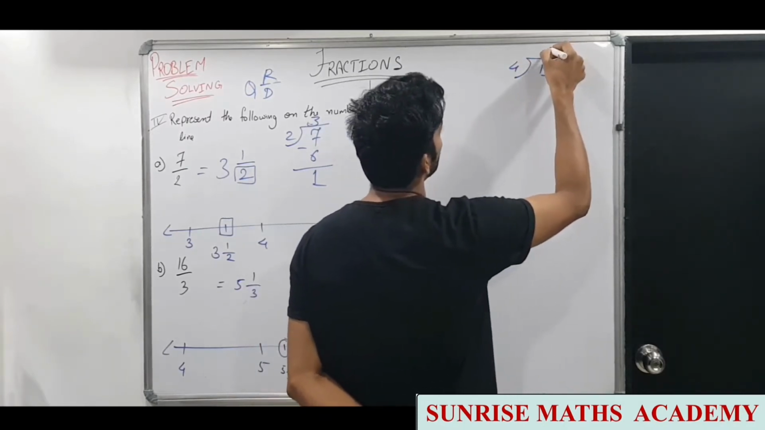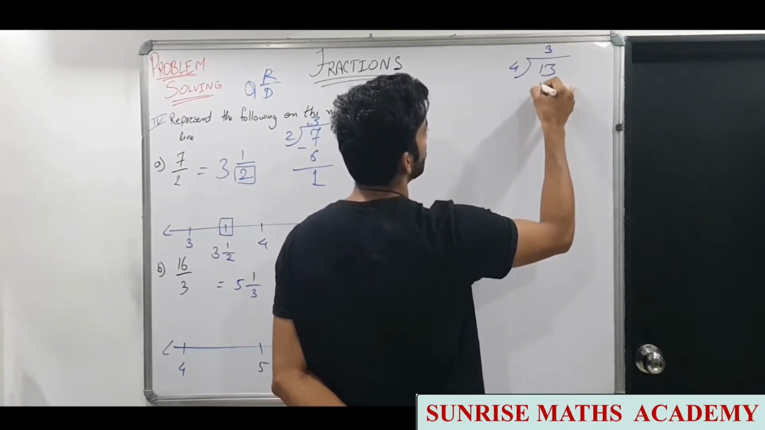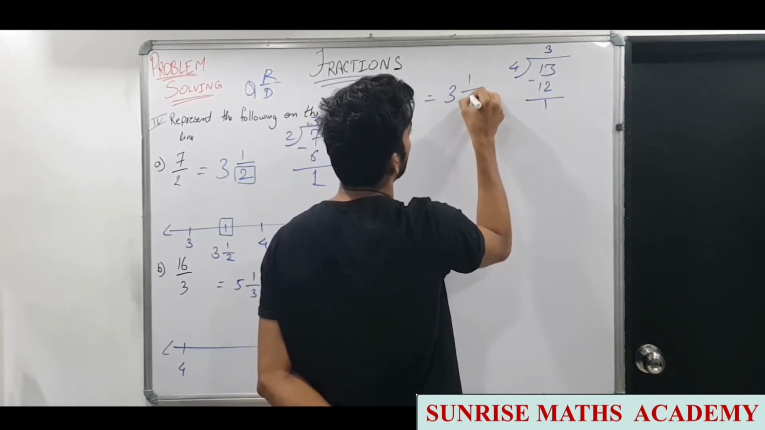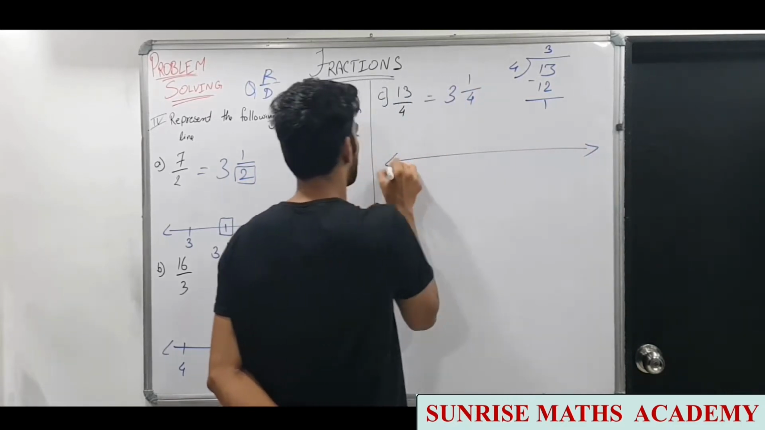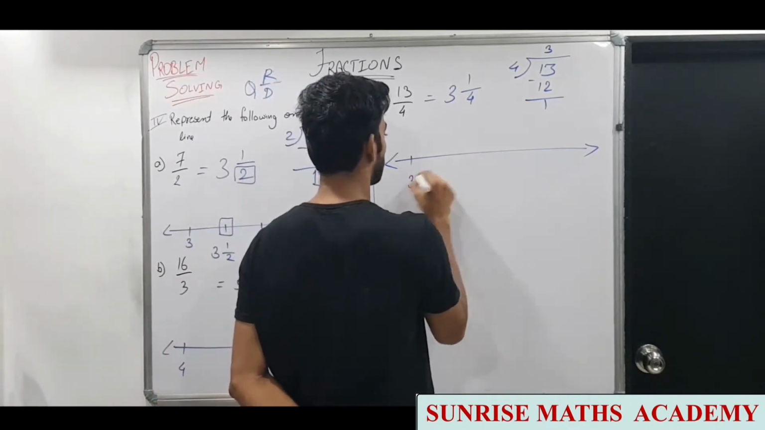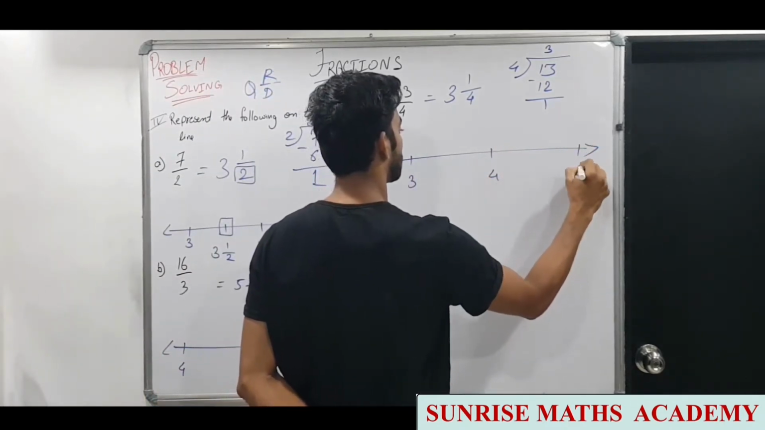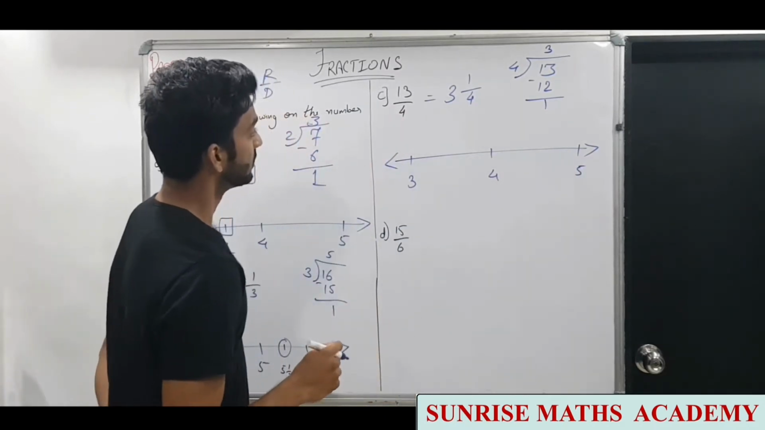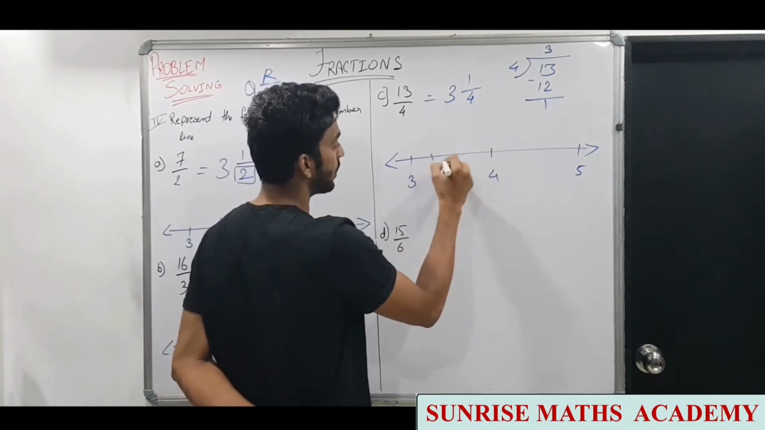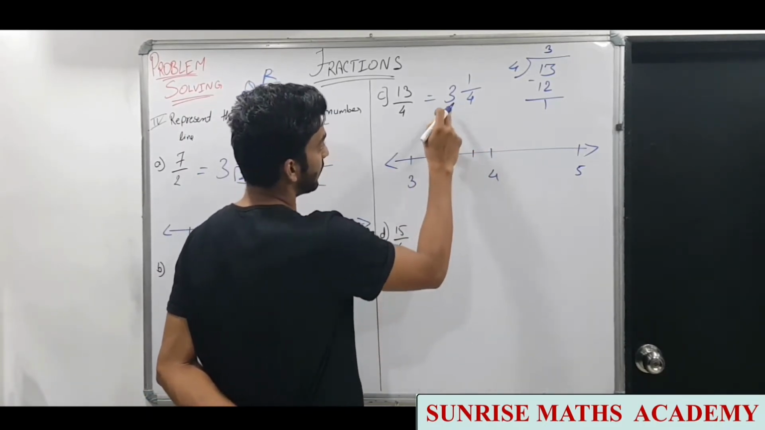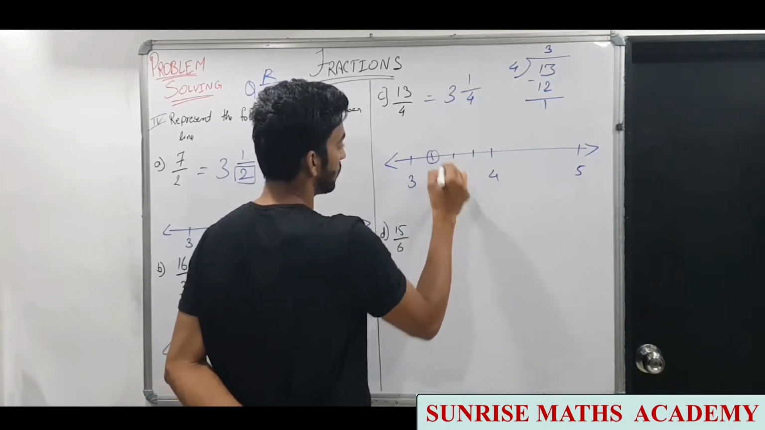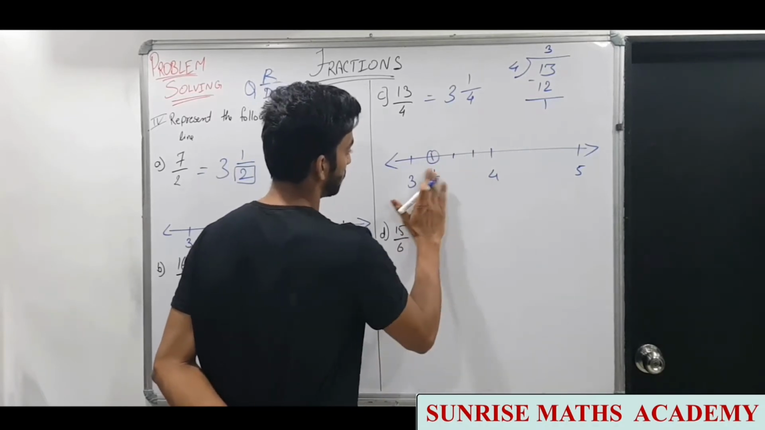So 13 divided by 4. 4 3s is 12, remainder is 1. So this is 3 integer 1 upon 4. So this fraction will be between 3 and 4. And the denominator is 4, so there will be 4 parts here, means 3 lines. So 1, 2, 3. And we need 3 integer 1 upon 4, so this is 3 integer 1 upon 4. This is 2 upon 4, 3 upon 4.